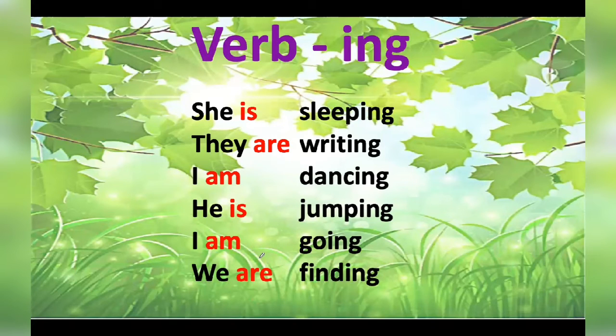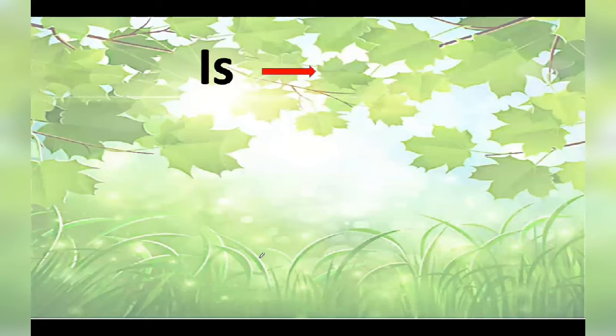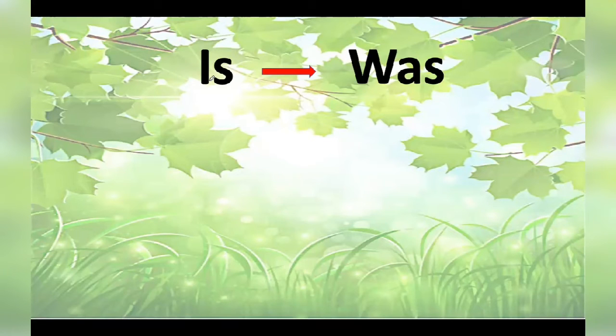Now, how do we change it? Let's have a look. If the helping verb is "is", we just change it into "was". Is will be changed into was. We use "is" in present tense and we use "was" in past tense.